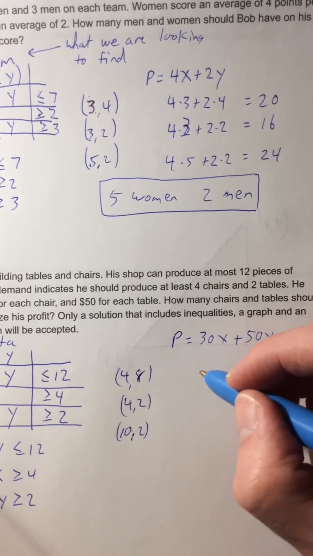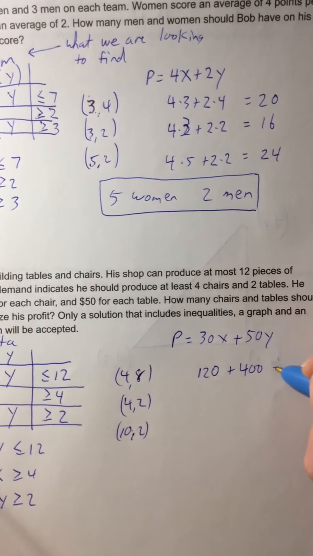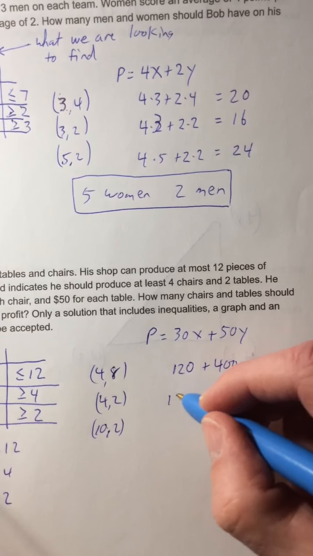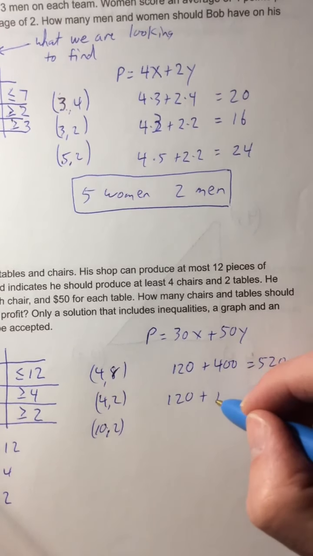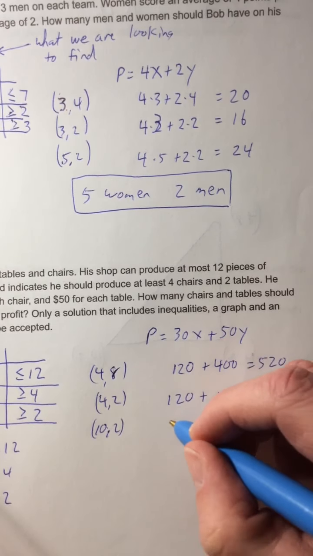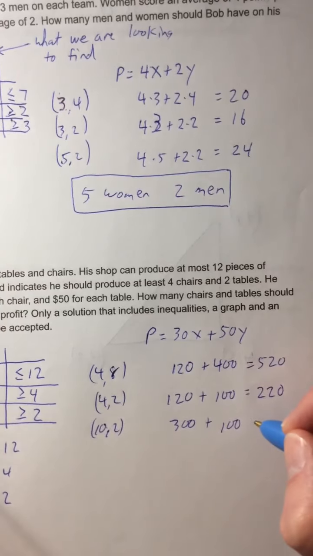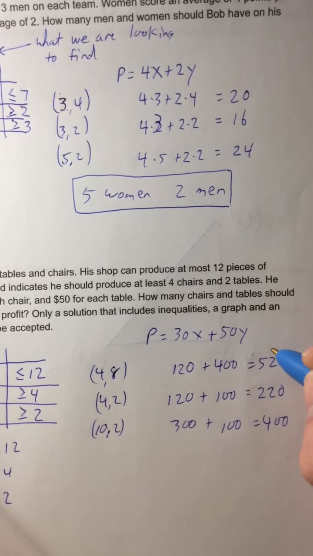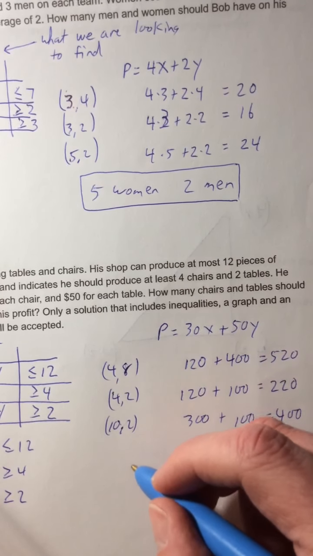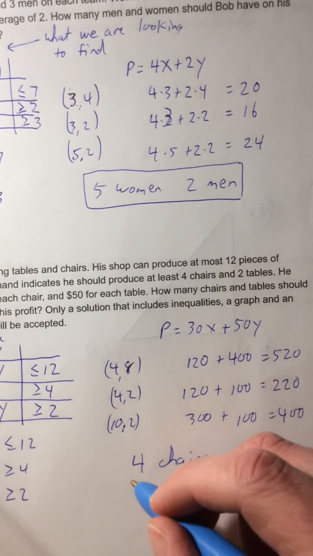So 30 times 4 is 120. 8 times 50 is 400, making 520. And 4 into here makes 120. 50 times 2 is 100, making 220. And lastly, 10 into here makes 300, plus 2 into there makes 100, so that's 400. So in order for Bob to maximize his profit of $520, he must make 4 chairs and 8 tables.